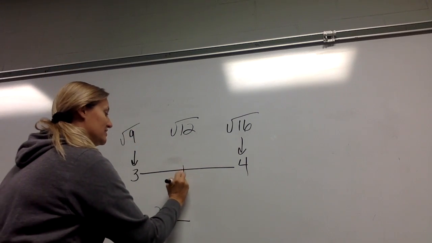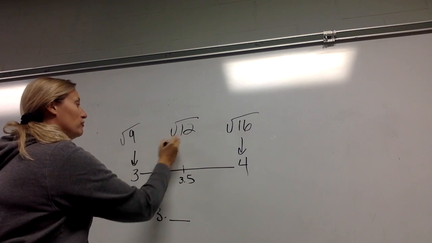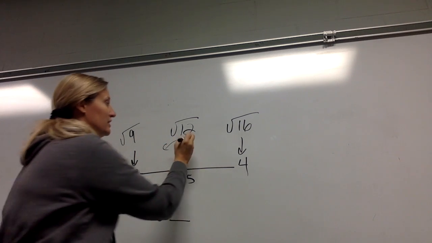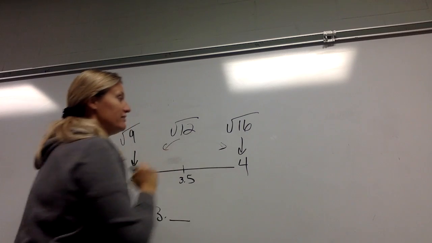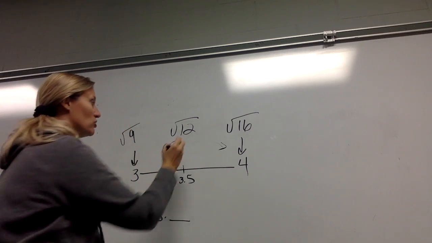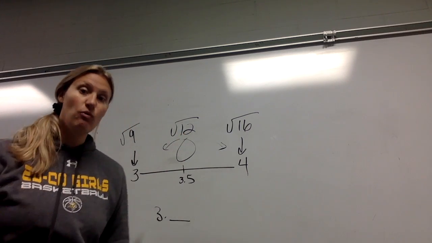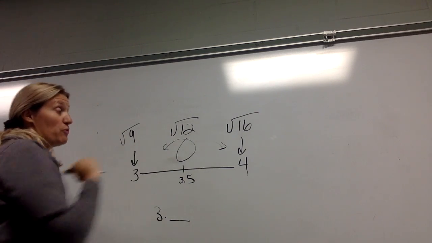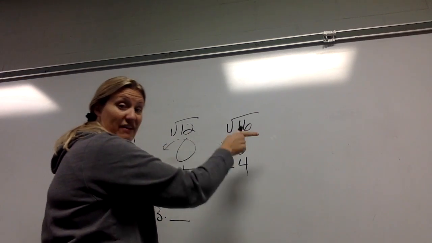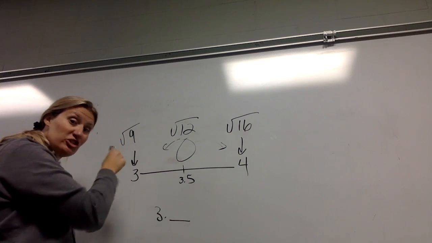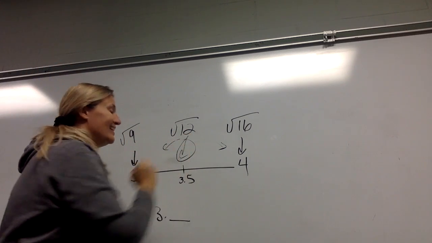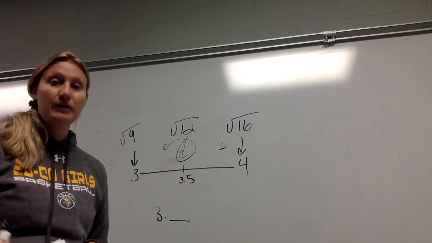Now the question is, 12 on that side? Is it closer to 9? Is it going to be on that side of 3.5, closer to 16, or is it going to be kind of closer to that halfway point? Okay, well, 12 is only 3 away from 9, and it's 4 away from 16, so it is closer to 9, but by very little. It's incredibly close to that halfway point.